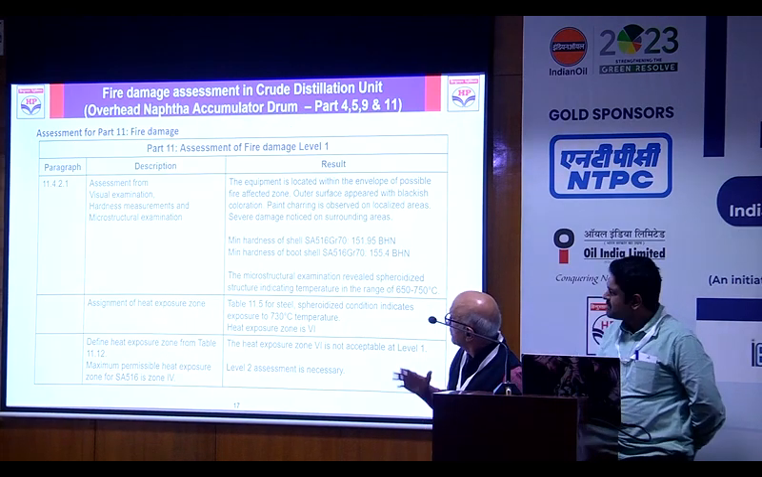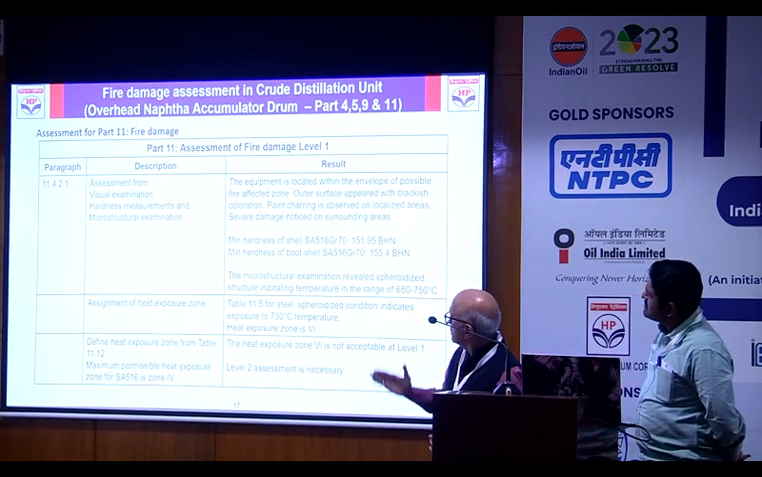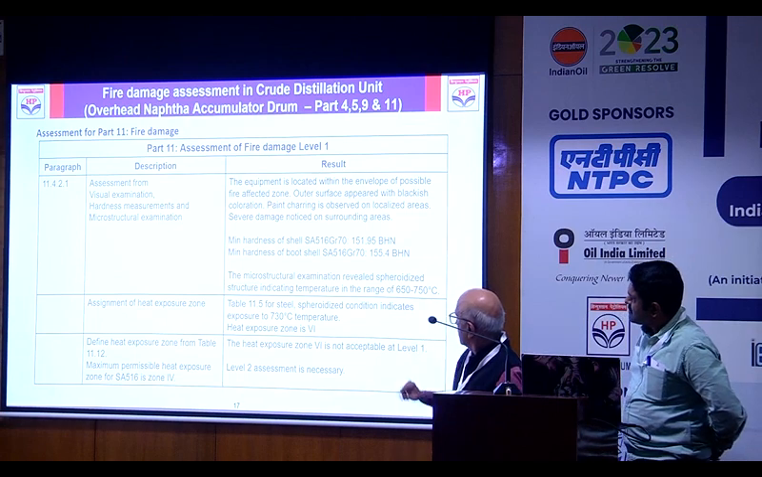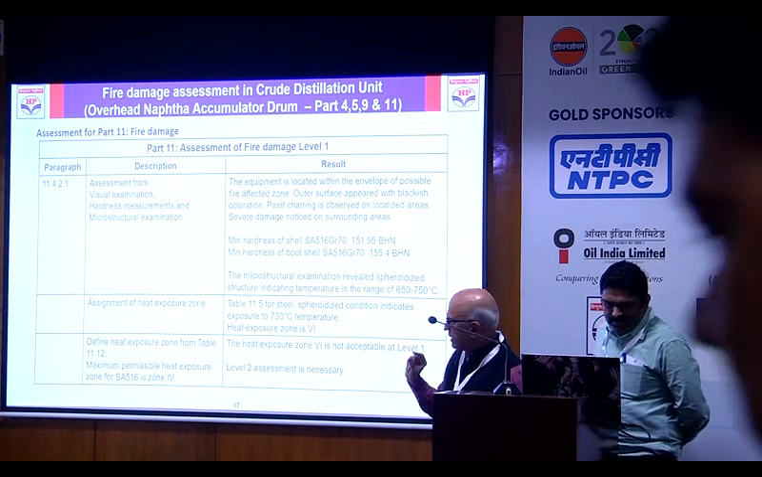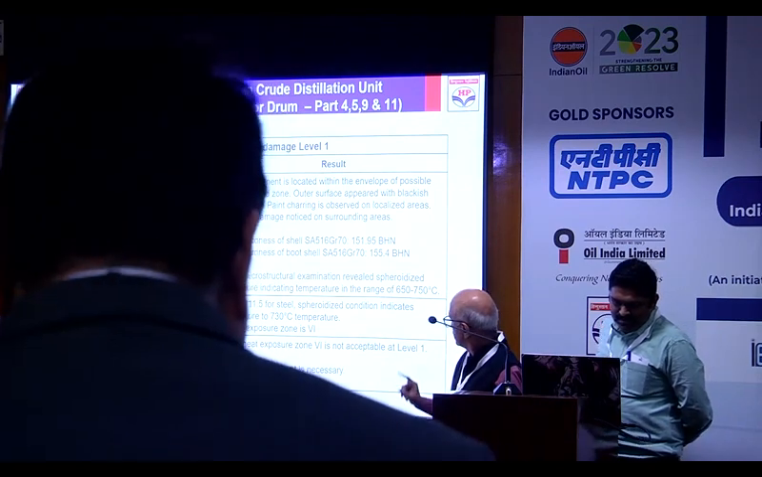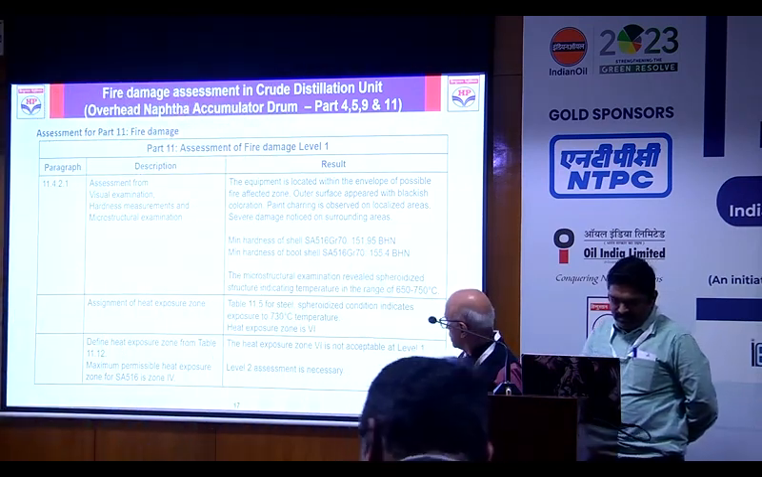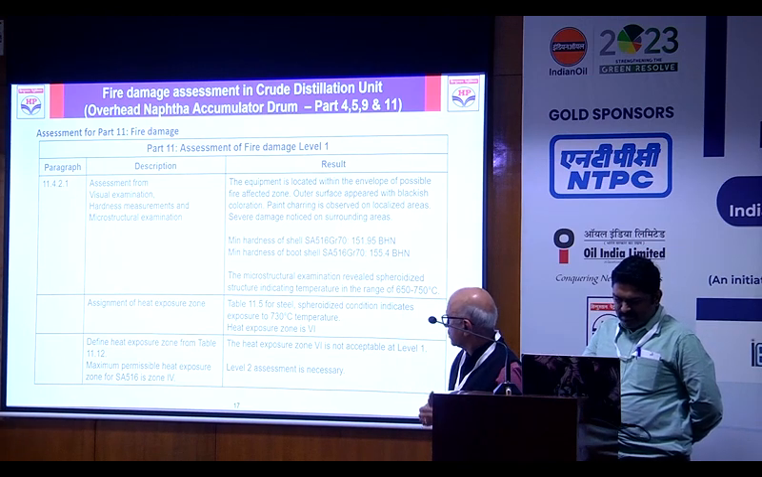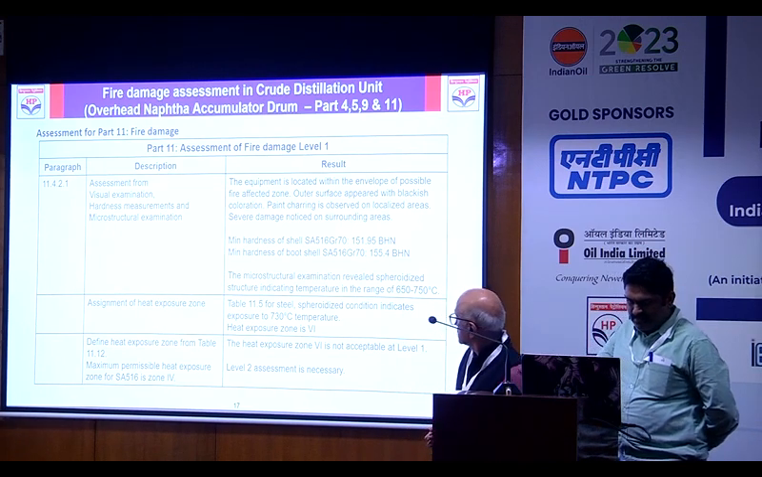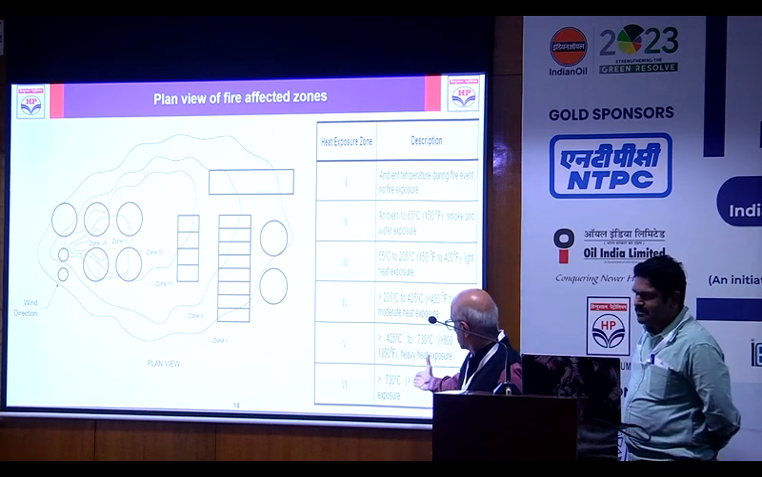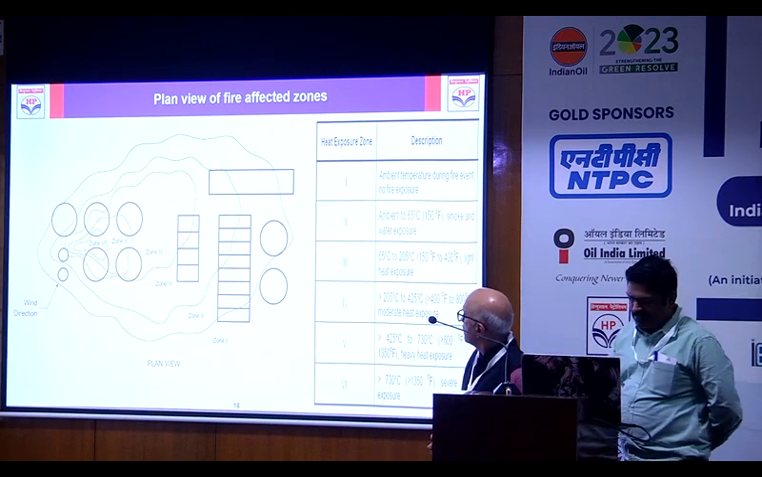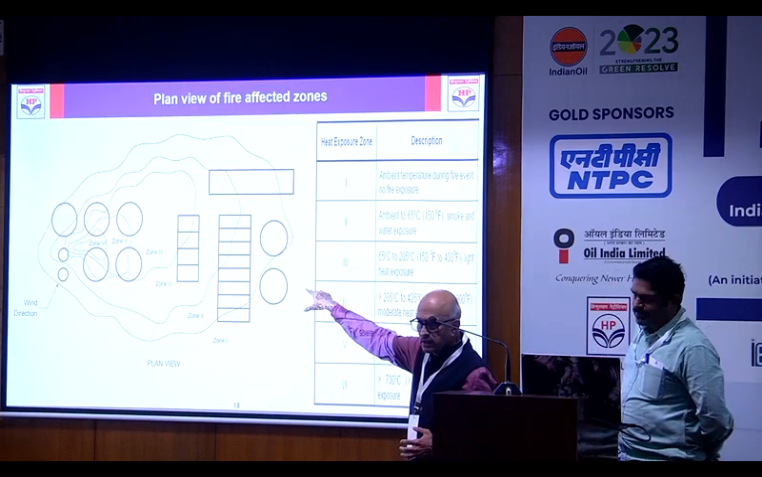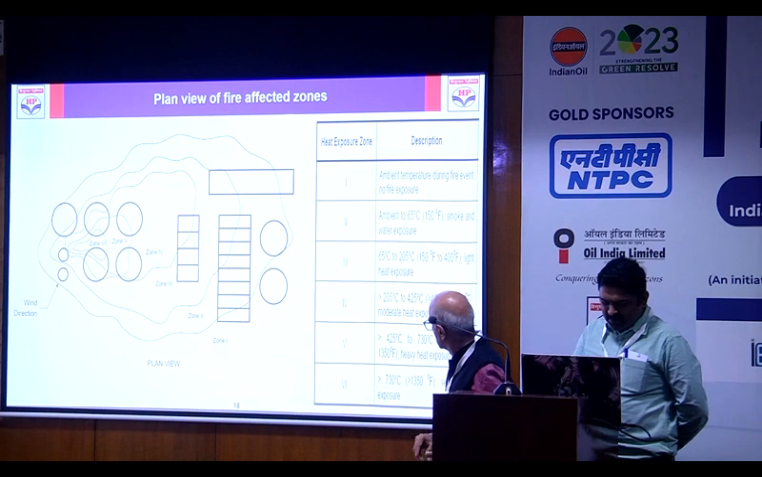Next. Then we went to level 2: hardness, visual examination, microstructural examination. In the microstructural examination, the temperature range indicated is between 650 and 700. This is not acceptable for level 1 assessment. The heat exposure zone is zone 6, so we need to do a level 2 assessment. This is the zone 6 highest. Next. All the various equipment were in different zones. Next.